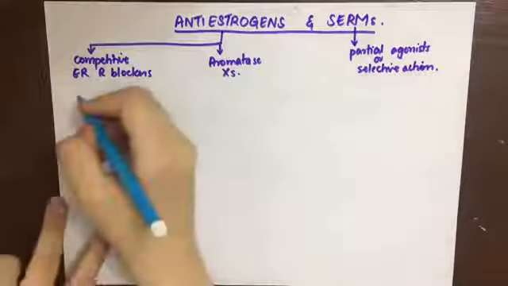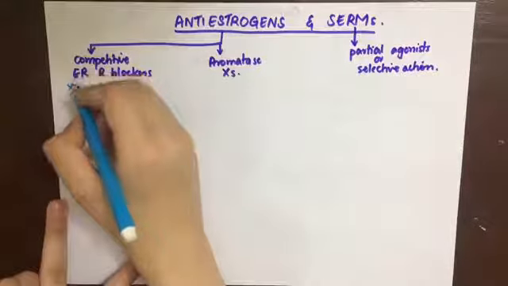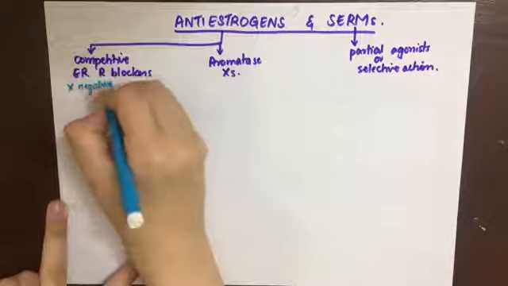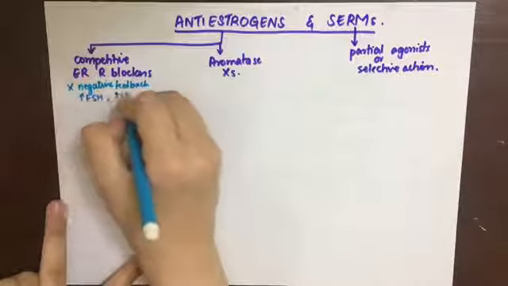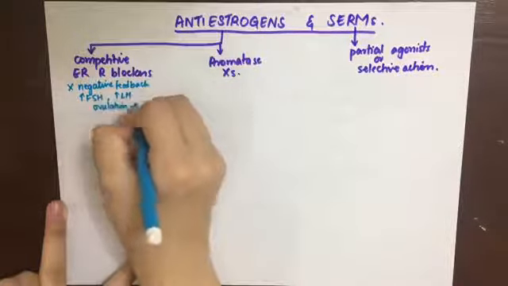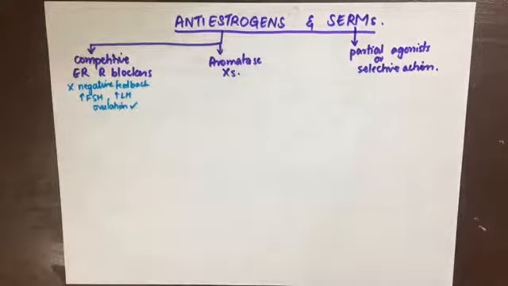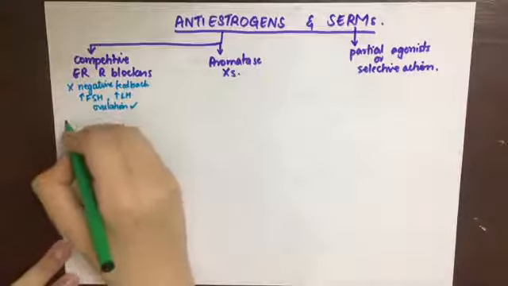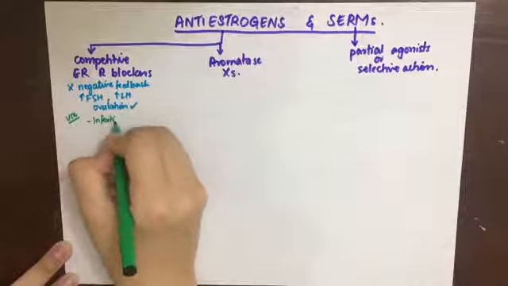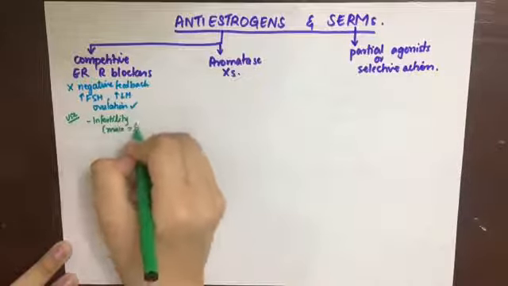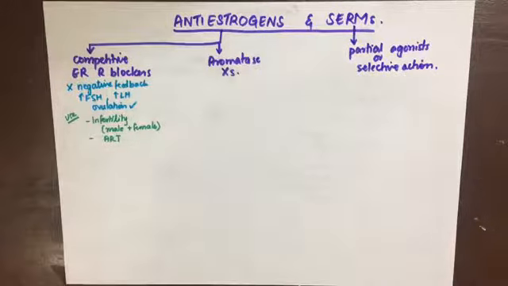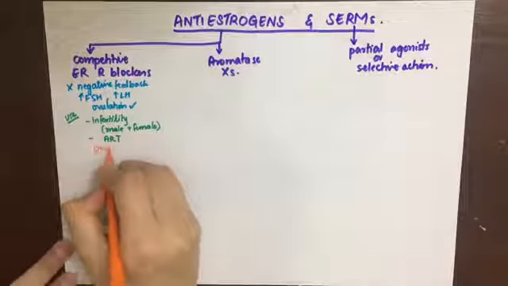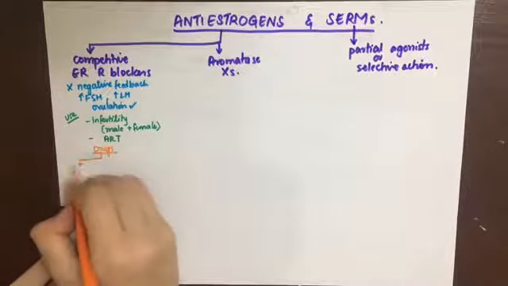Now, the competitive estrogen receptor blockers will inhibit the negative feedback of estrogen on the anterior pituitary and thus increase the level of FSH and LH, leading to ovulation. So, we know where we can use this. We can use this in female infertility, also in male infertility, and also in assistive reproductive technology. The drugs that act in this way are clomiphene citrate and fulvestrant.